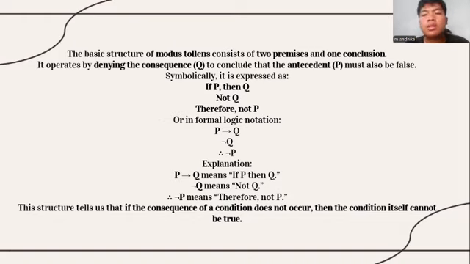Symbolically, it is expressed as: if P then Q, and not Q, therefore not P. Or in formal logic notation: P implies Q, not Q, therefore not P. The explanation: P then Q means if P then Q, and not Q means not Q. Therefore not P means therefore not P. This structure tells us that if the consequence of a condition doesn't occur, then the condition itself cannot be true.